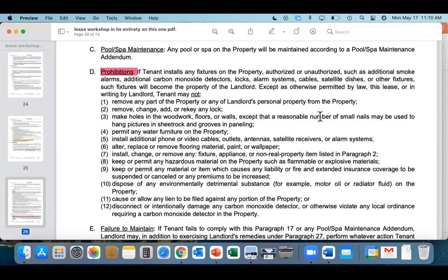They can't remove, change, add, or rekey any lock. Let's talk about rekey. There's a confusion with that as well. When the landlord first puts the property up for rent, he should rekey it at that time. When one tenant leaves before the next one comes in, it should be rekeyed at that time. Once a tenant moves in, they can't go and rekey it and then lock the landlord out and nobody has access and keys. That can't happen.